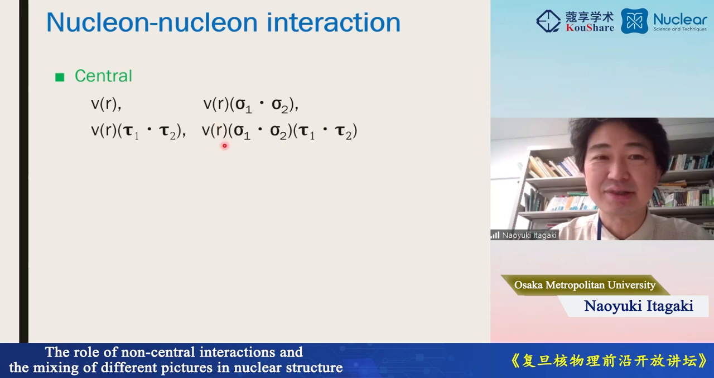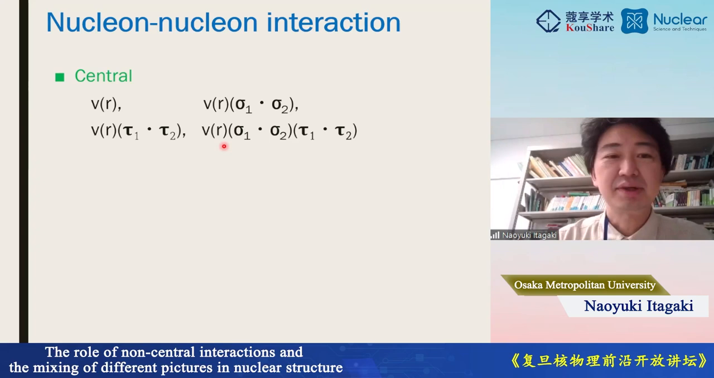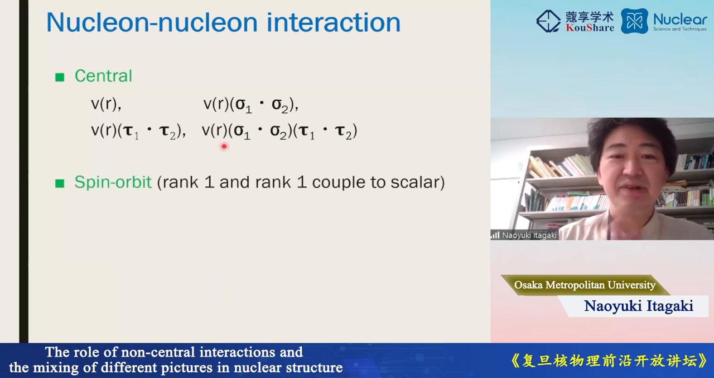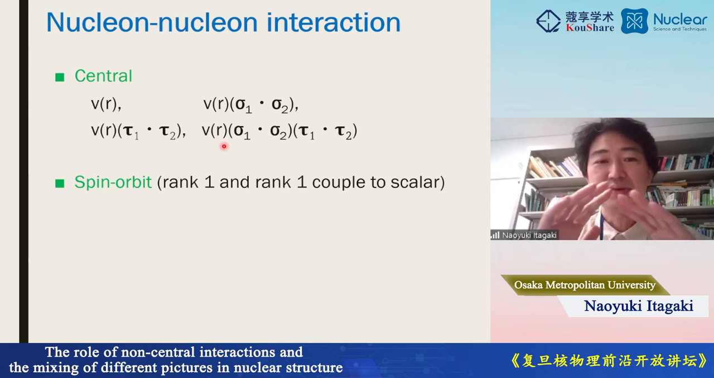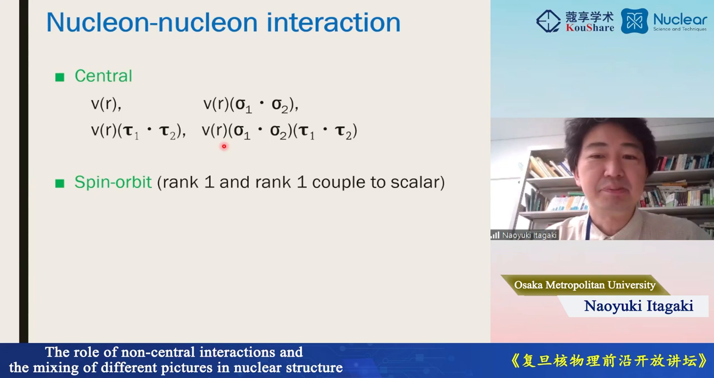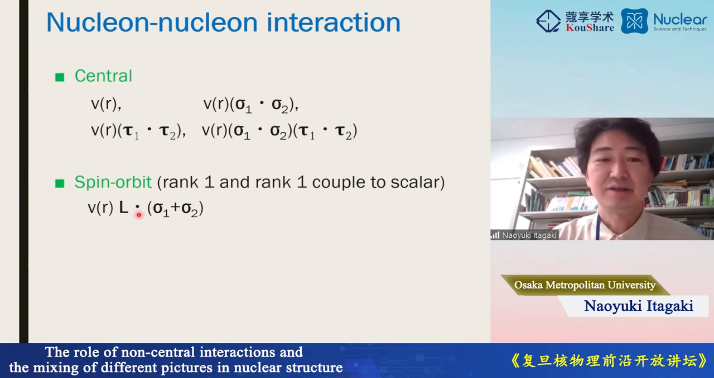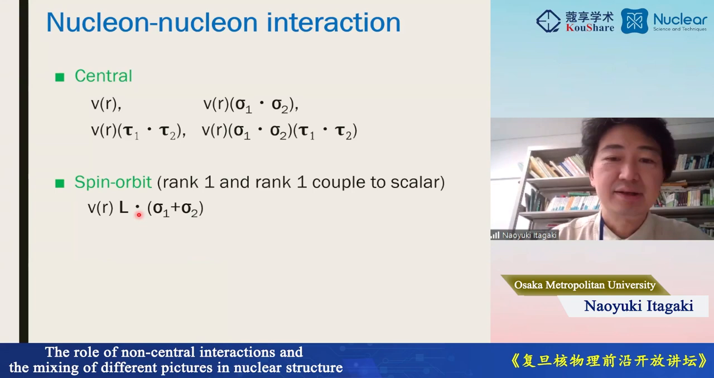That's the central interaction. But there are non-central interactions, which are somehow different. We have two kinds of non-central interaction. One has a vector for the spatial part and a vector for the spin part. Totally, the Hamiltonian has to be a scalar; that is a requirement of the symmetry. So the Hamiltonian is scalar, but the spatial part can be a vector and the spin part can be a vector. That is the spin-orbit interaction. L is for the spatial part, which is a vector, and sigma is spin, which is also a vector, coupled to a scalar product. So this is the spin-orbit interaction. In atomic physics, this spin-orbit effect is called fine structure.